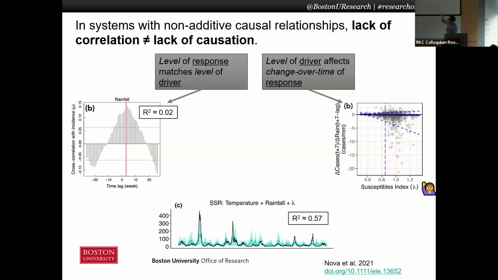When we look instead to see if the driver is affecting change over time, subtly different, but requiring different mathematics, we can reveal a lot richer picture underneath. So the lack of correlation is really belying a deeper relationship that we can then pull together in a nonlinear model and make quite good forecasts.